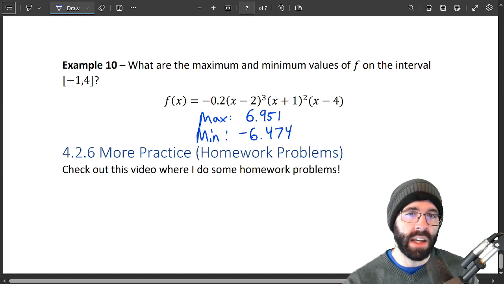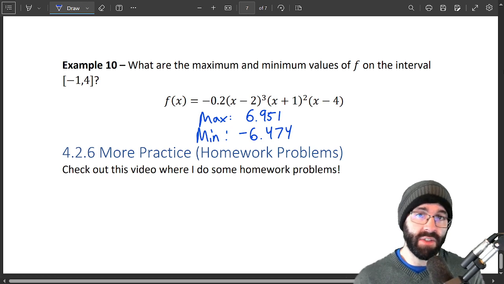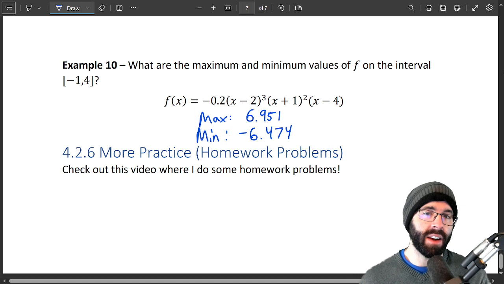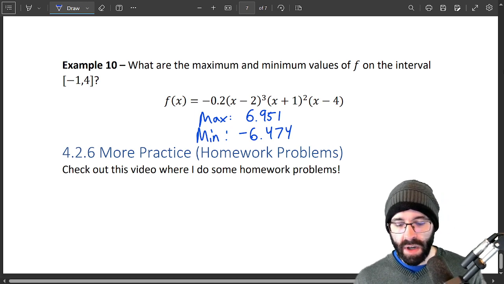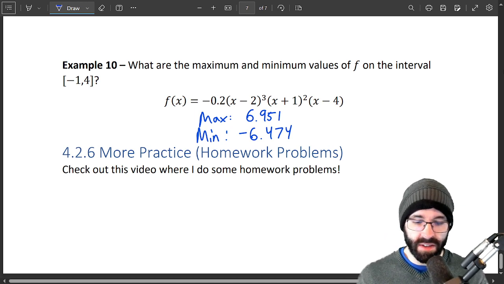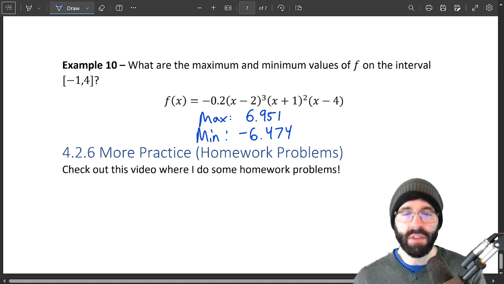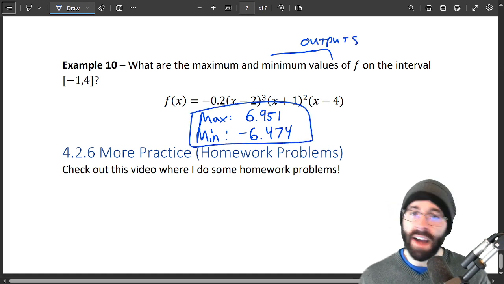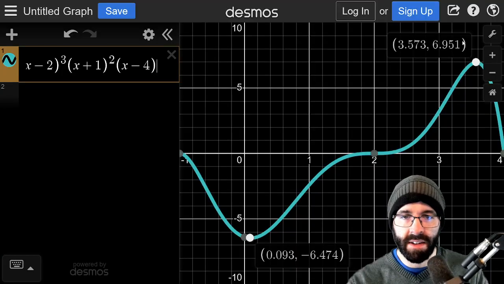If it specified when these maximum values happen, then we could talk about the x. But it says, what are the max values? The max values of the function are all about outputs. There you have it. That's our answer. That's the biggest this function gets on that interval and the smallest it gets on that interval.